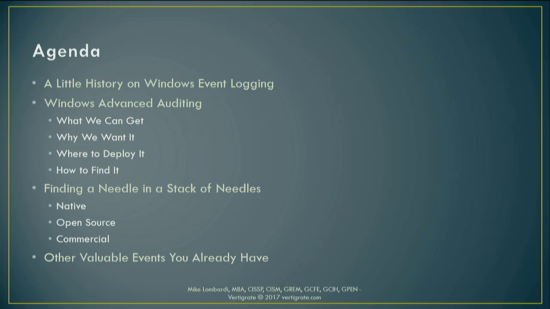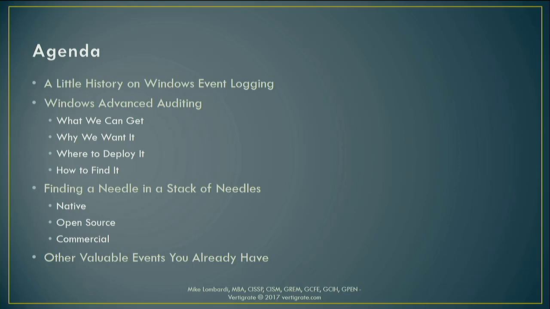So what we're going to cover: a little history on Windows Event Logs. We've got a lot to cover, so I won't spend too much time on that. We're going to get into Windows Advanced Auditing. What can we get? Why do we want it? Where to deploy it? And how to find it. We've already touched on a lot of this. 4688, that's my favorite event, by far. Love it. We are going to talk about some of the other ones, though.